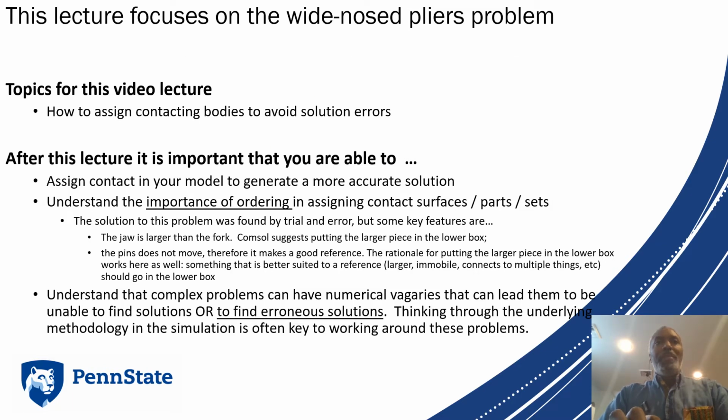So the topic for this lecture is the wide-nose plier problem, and what we'll be discussing is how to assign the contact bodies to avoid solution errors that many of you have been having. After this lecture, it's important that you're able to assign the contact in your model to generate a more accurate solution. Of course, you want to get the homework and the participation done, and understand the importance of ordering and assigning the contact surfaces and parts and sets.